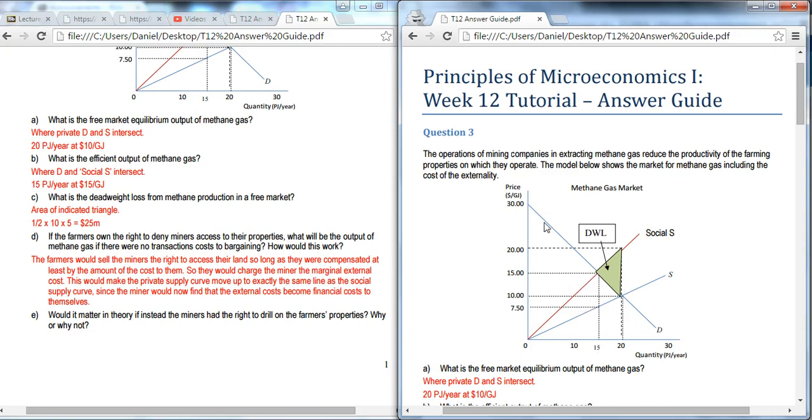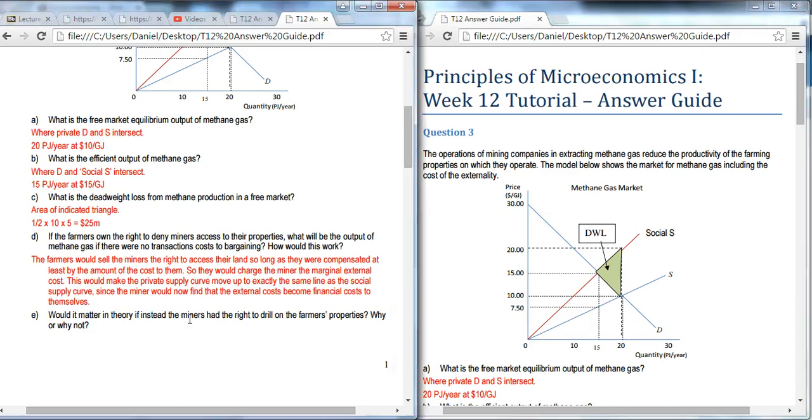So they will have an incentive to pay the farmers until the socially efficient quantity of 15 and a price of $15 per gigajoule. So if the farmers charge the miners the marginal external cost, then the miners will pay them to produce until it gets to the socially efficient quantity of 15, after which point it's not worth their while to pay anymore because they're going to make a loss. But part E, so that's the answer to part D.